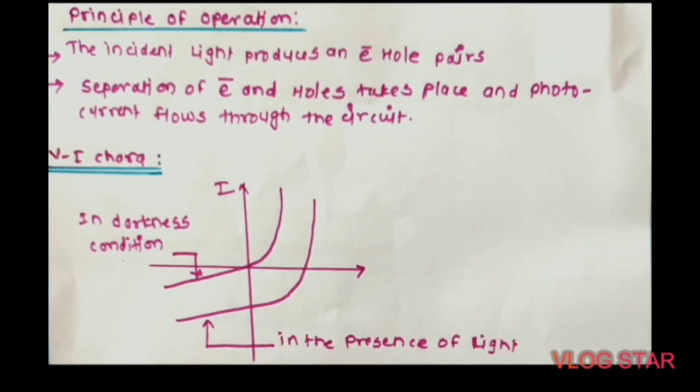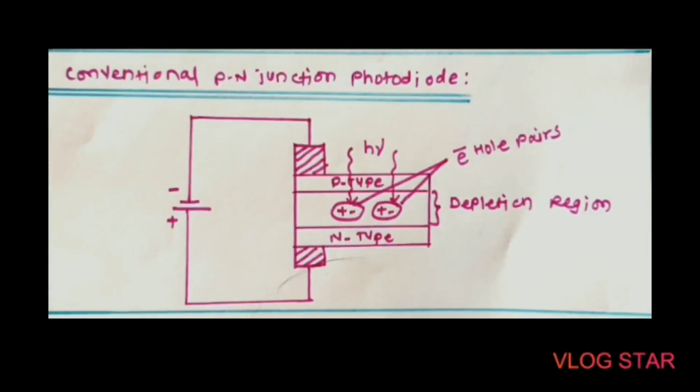Now we are going to see how it works. Whenever the incident light is allowed to fall on the top layer of this photodiode, the depth at which photons can reach into the depletion region depends on the wavelength of the incident light. These photons excite electron-hole pairs in the depletion region. Now these electrons and holes are attracted towards the positive and negative terminals of the battery respectively.